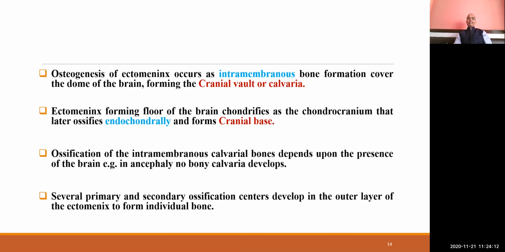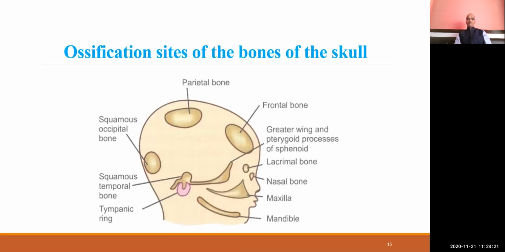And several primary and secondary ossification centers develop in the outer layer of the ectomeninx to form the individual bones. Here, these are the ossification sites of the bones of the skull. These are the ossification sites for the parietal bone, the frontal bone, the squamous part of the occipital bone, the squamous part of the temporal bone, okay. Maxilla, mandible, all the various parts of the bones of the skull.